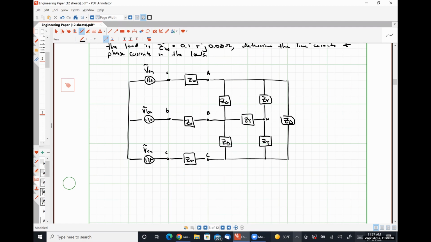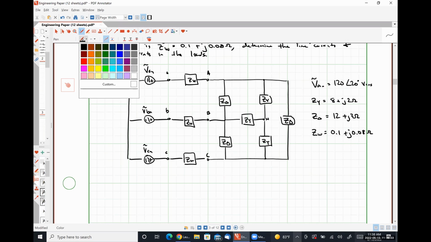And I'm going to identify my known quantities. So VAN is equal to 120 angle 20 degrees. ZY was given as 8 plus J2. Z delta was given as 12 plus J3. And our transmission line impedance ZW is given as 0.1 plus J 0.08.